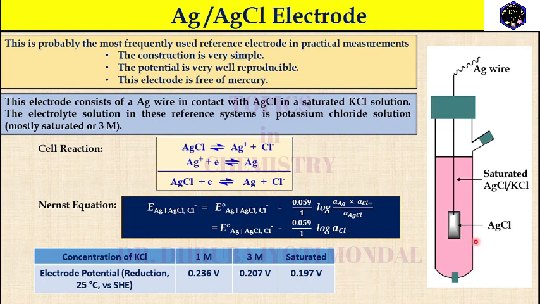So this is the diagram, this is the Nernst equation, and this is the cell reaction. And then for the saturated AgCl electrode, the electrode potential value with respect to SHE is 0.197 volt at 25 degrees Celsius.